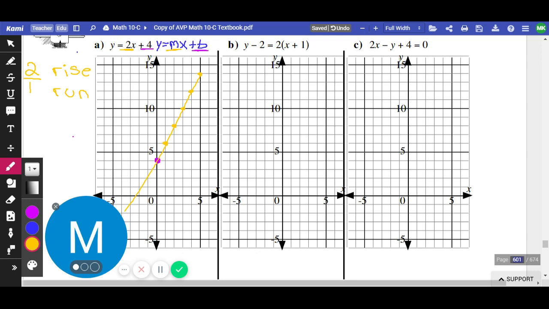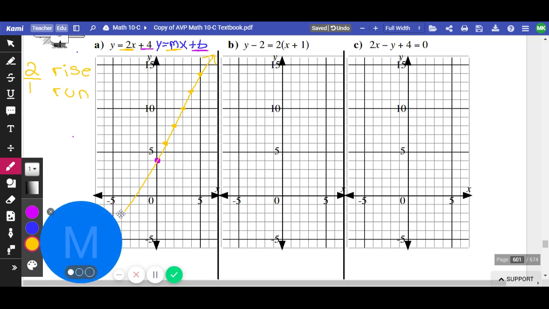So this line would then have arrows on either side, going forever one way and the other. That yellow line represents this equation. Get a starting point, use the slope to find your other points. Beautiful.